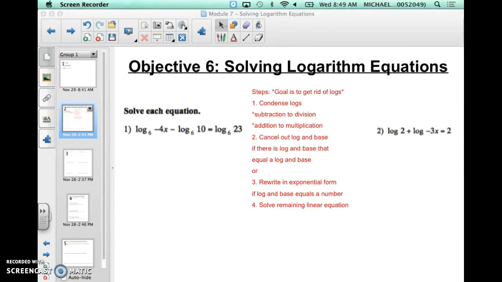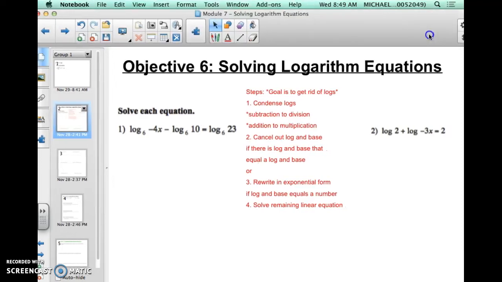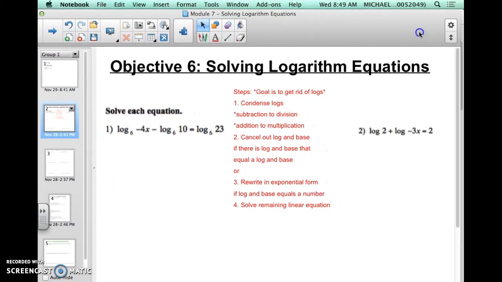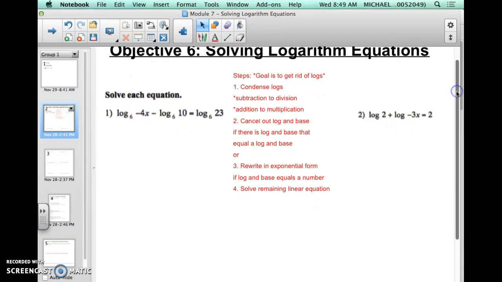Solving logarithmic equations. In this video, I'm going to do two different examples because they each play out a little bit differently than the other one, and I want to show you both ways. And then I'm going to have some practice problems for you to try afterwards. I put the steps that I'm going to take in red there in between the two problems. I'm going to do number 1 and number 2.